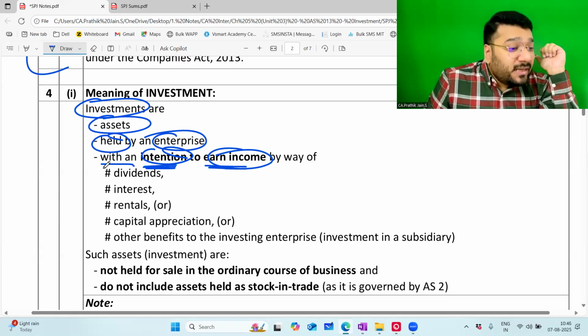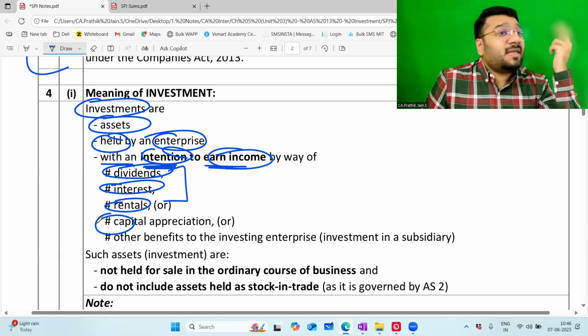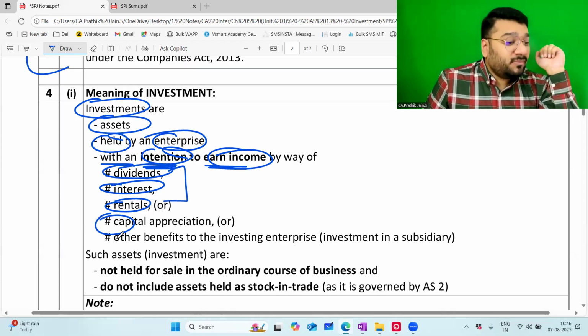What type of income? Dividend income, interest income, rental income. So these are revenue in nature. Then capital appreciation. I purchased land for 1 crore and sold it for 1.5 crore, so 50 lakh is my capital appreciation. Or other benefits to the investing enterprise. This we'll discuss later.